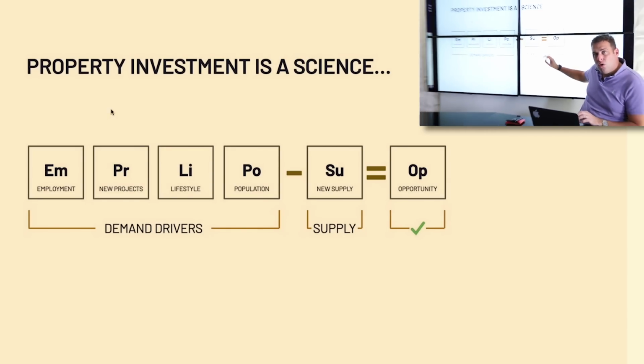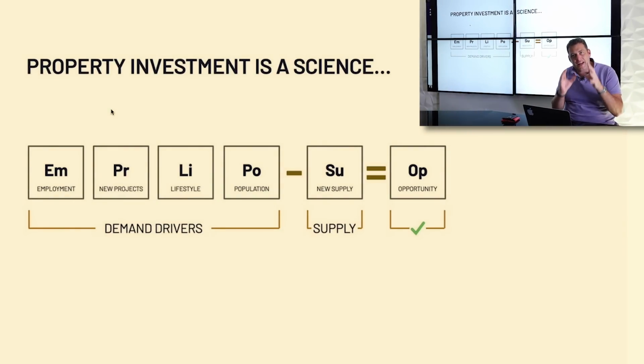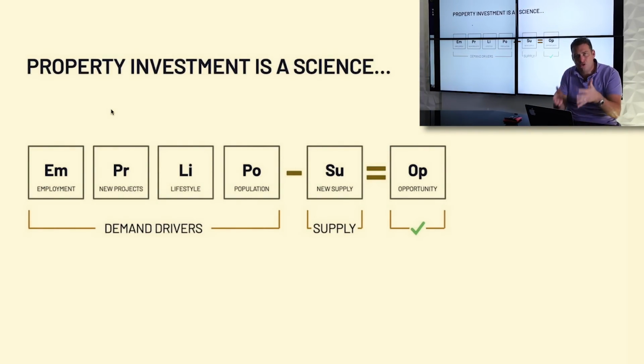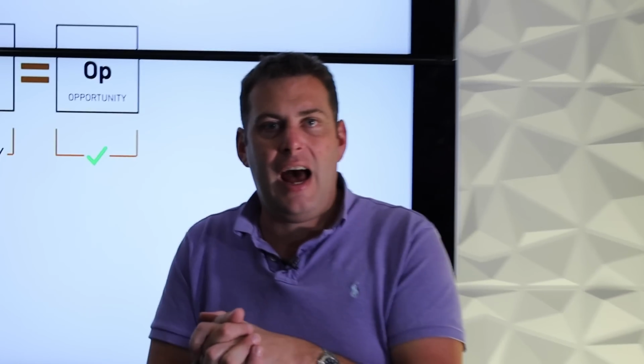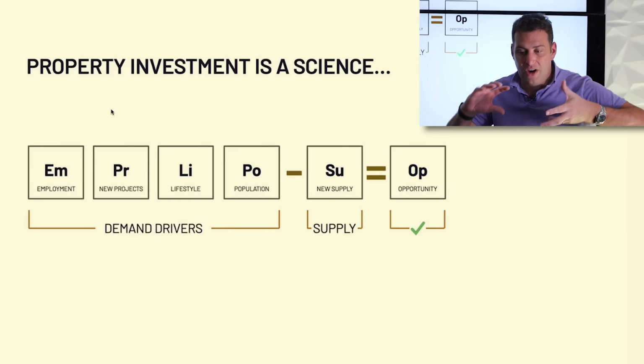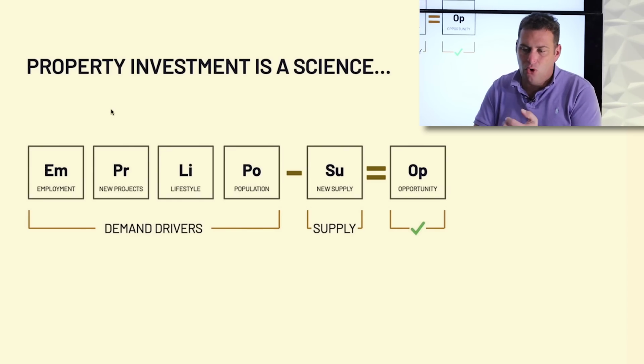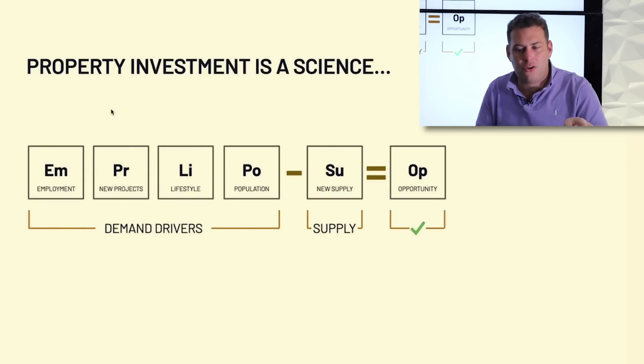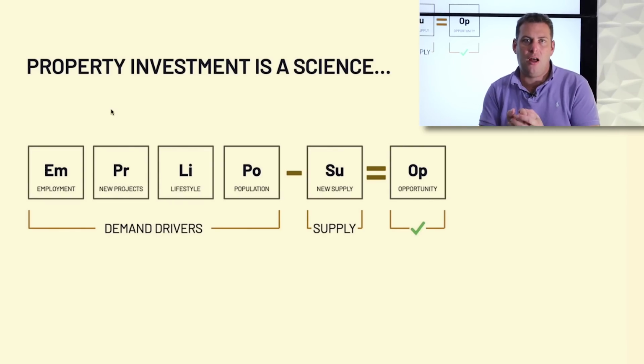So as we are all aware, property investment needs to be treated as a science. This is literally the formula that we have evolved and enacted here at Ripehouse Advisory. Write it down. It really does work. It has been very well tested and it has evolved over many years. At a high level, we're looking at things that create demand, demand drivers: employment, new projects, lifestyle, population, and they break down into subcategories from there, minus supply.